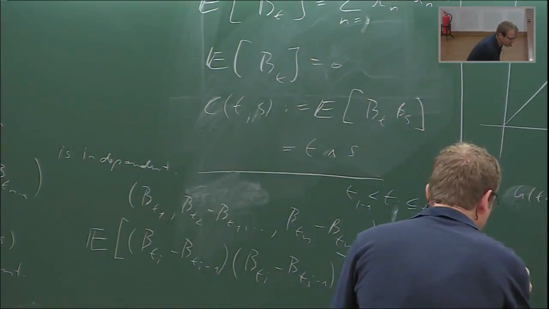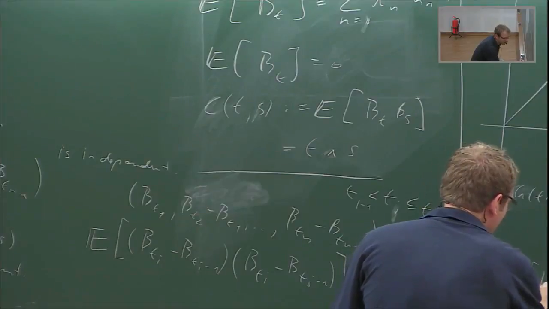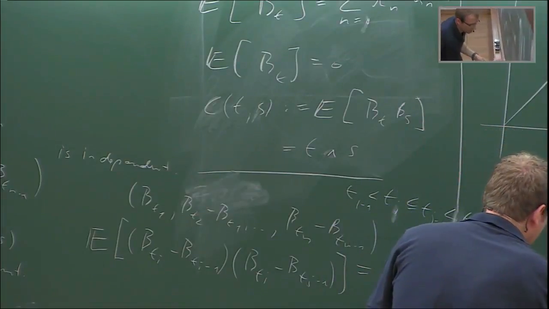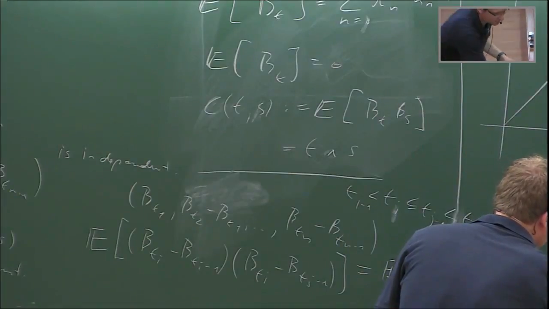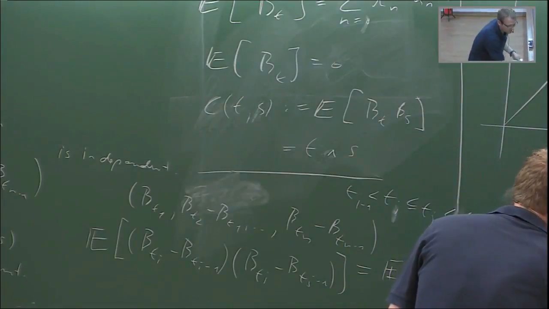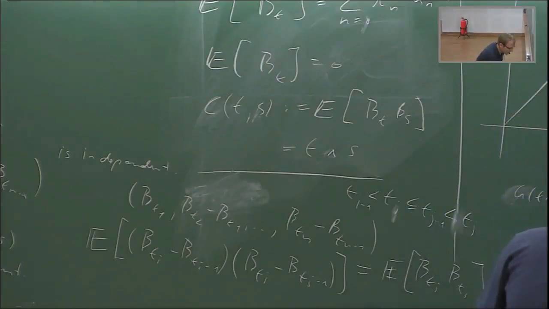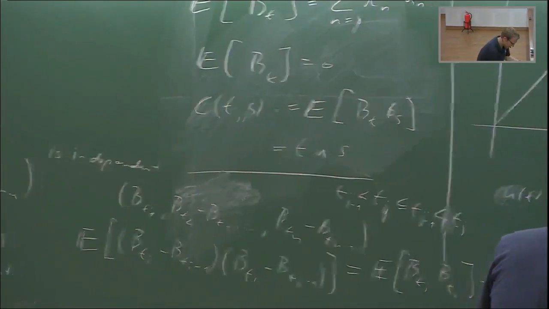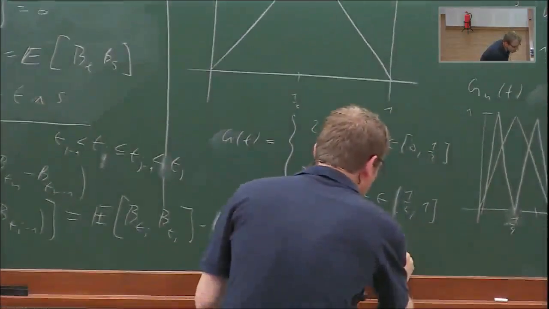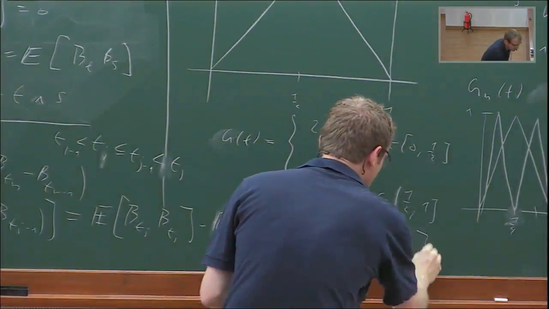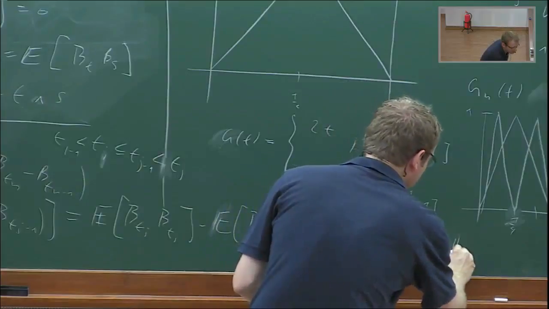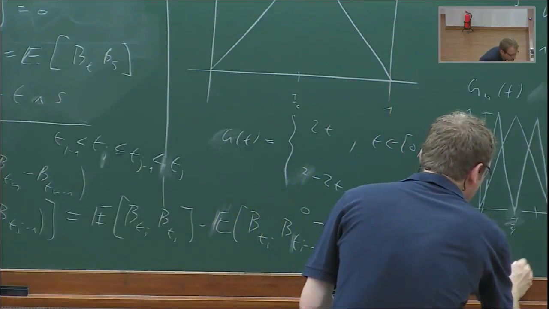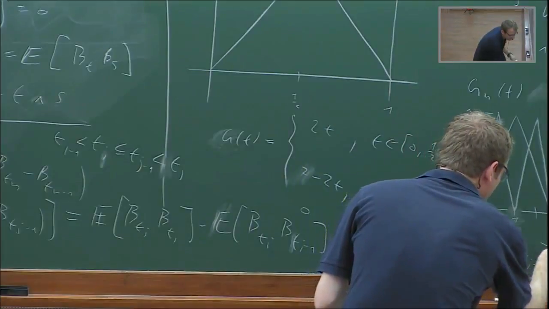minus the expectation of B_ti B_t(j-1), minus, once again, the expectation of B_t(i-1) B_tj, plus the expectation of B_t(i-1) B_t(j-1).